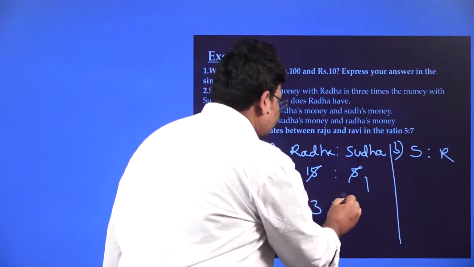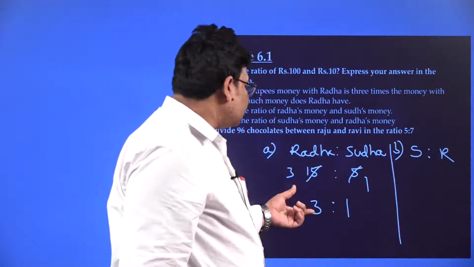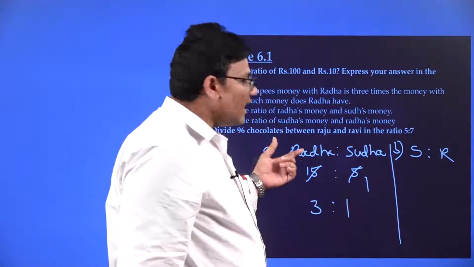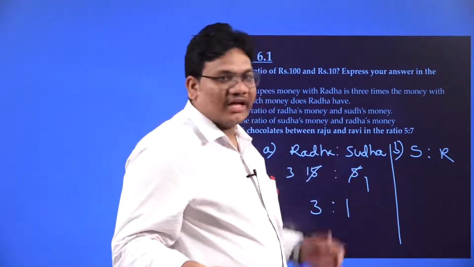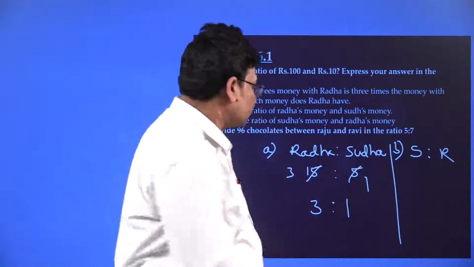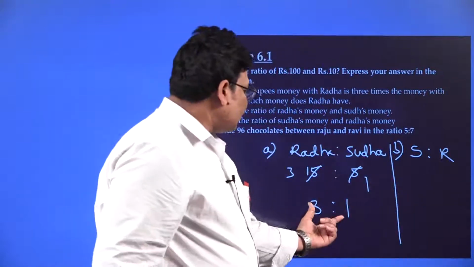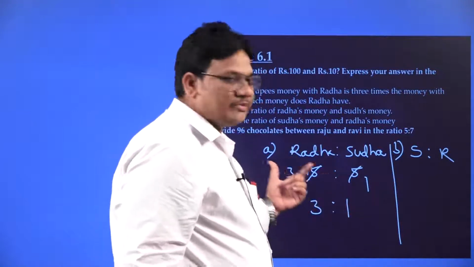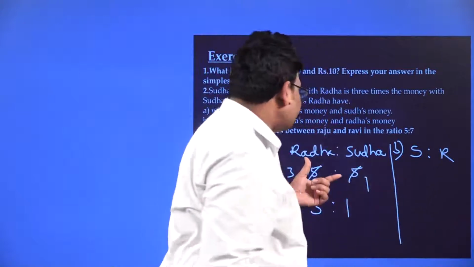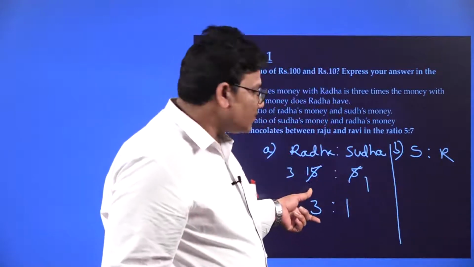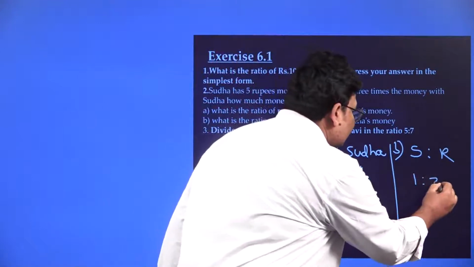In the first bit, the ratio between Radha and Sudha is 3 is to 1. So Radha has 3 times more money than Sudha. Conversely, in the second bit, Sudha is to Radha, the reverse ratio of the first bit gives the answer of the second bit. In the first bit the answer is 3 is to 1, so here directly we can write 1 is to 3.